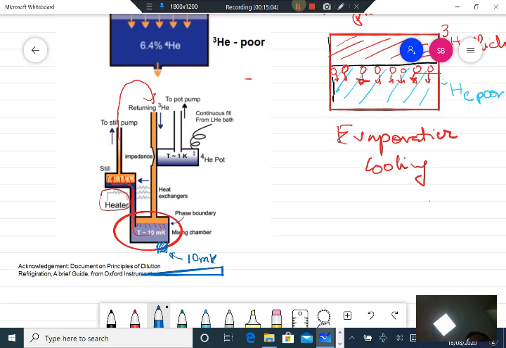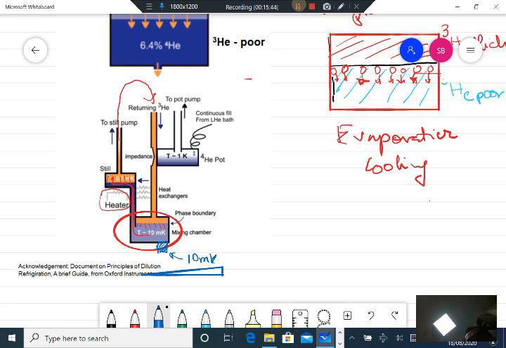You can read about it in some PDF files which are very simply written. For example, Principles of Dilution Refrigeration, a brief guide from Oxford Instruments. It's a company which commercially sells these dilution refrigerators. It's quite nicely written, in very simple terms. However, this involves a lot of physics, a lot of thermodynamics, a lot of quantum statistical mechanics, if you want to really understand the basic principles of this phenomenon. But it has a lot of applications. As you can see, you can reach very low temperatures through the dilution refrigerator.